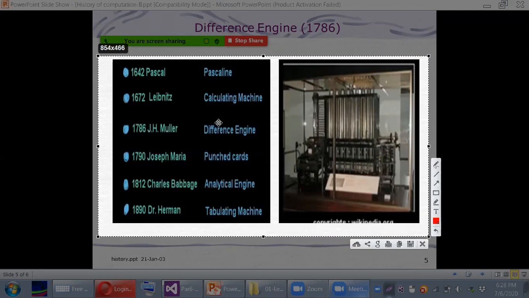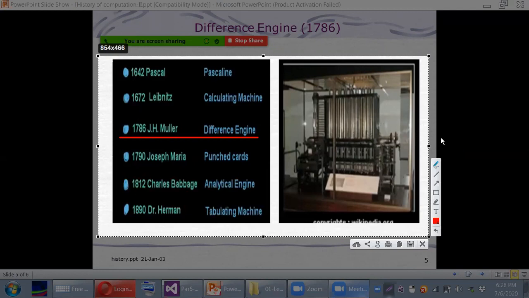As you can see in the diagram, it consists of so many rods, axles, and gears. So difference engine. So in 1786, J.H. Muller took the idea of Leibniz machine. This machine was based on Leibniz machine, and he called that machine the difference engine. As you can see in the diagram, this machine is the difference engine.